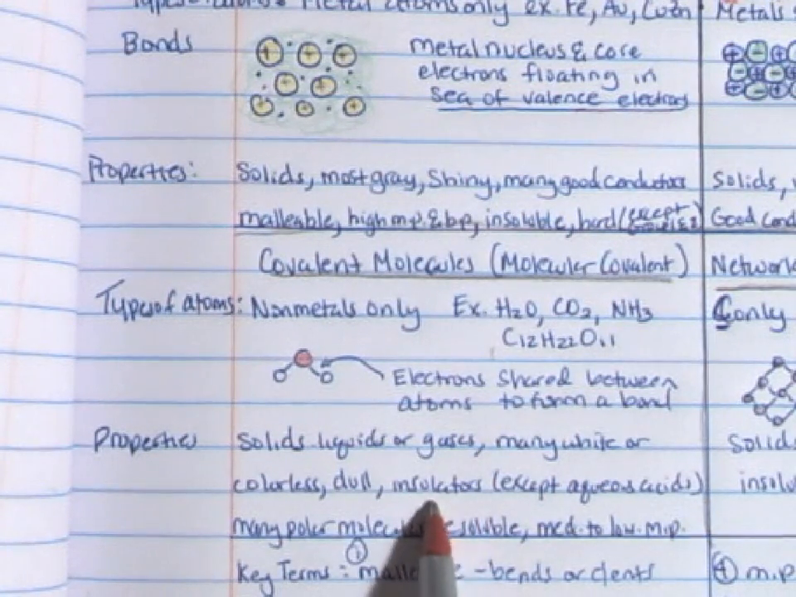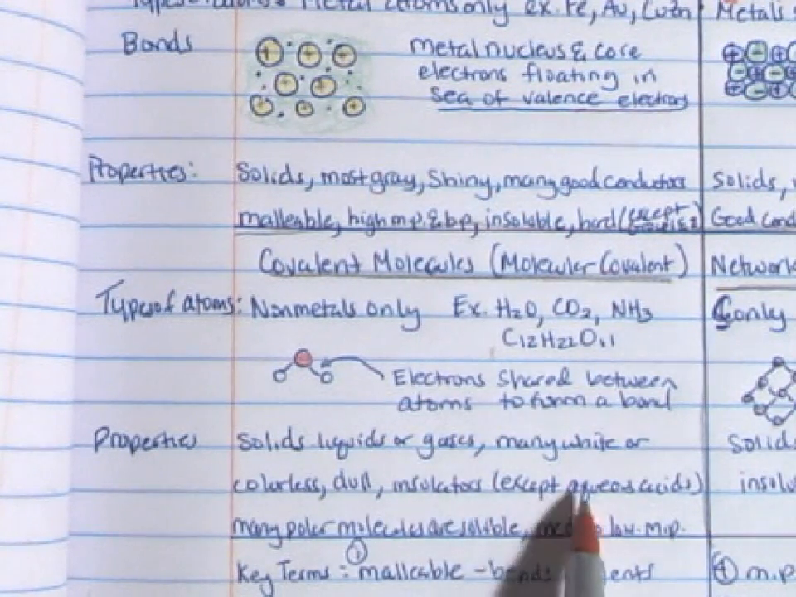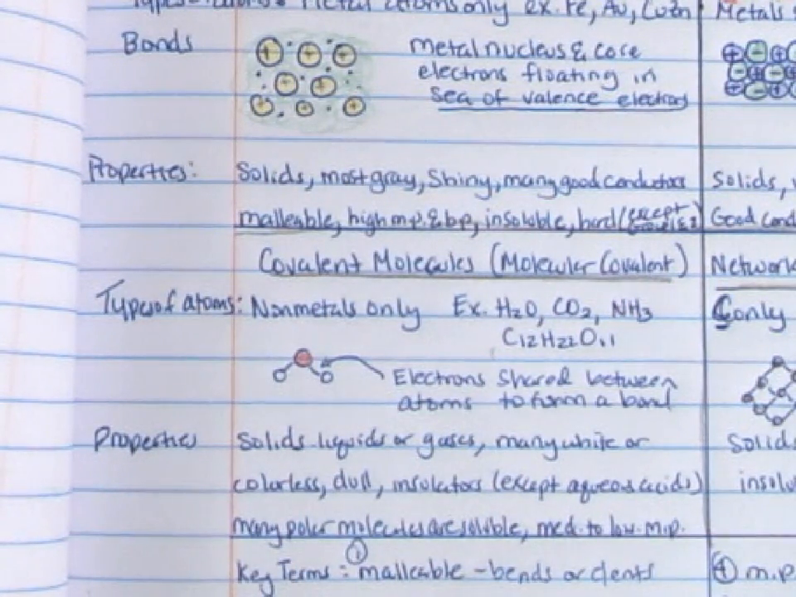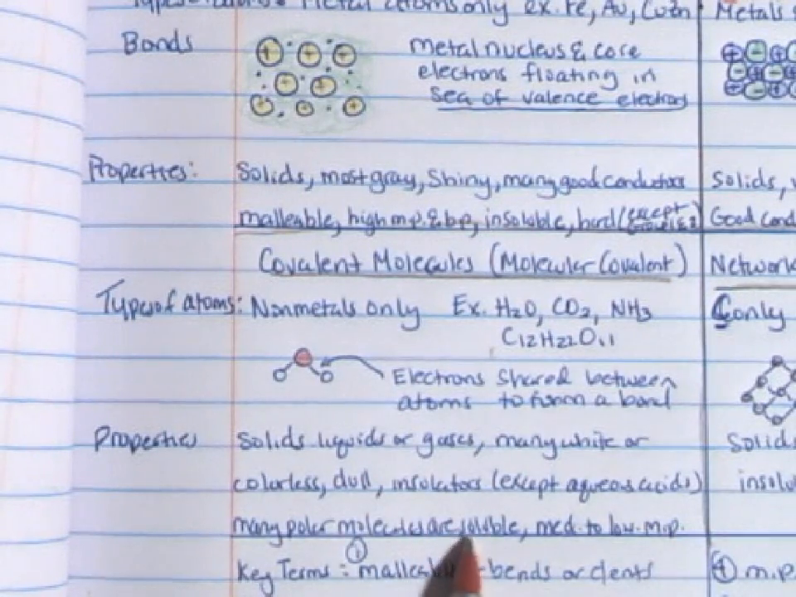In terms of conductivity, they're insulators, except aqueous acids. In terms of solubility, many are polar. So if this molecule is a polar molecule, it will be soluble. But if it's nonpolar, it will be insoluble. And they have medium to low melting points.